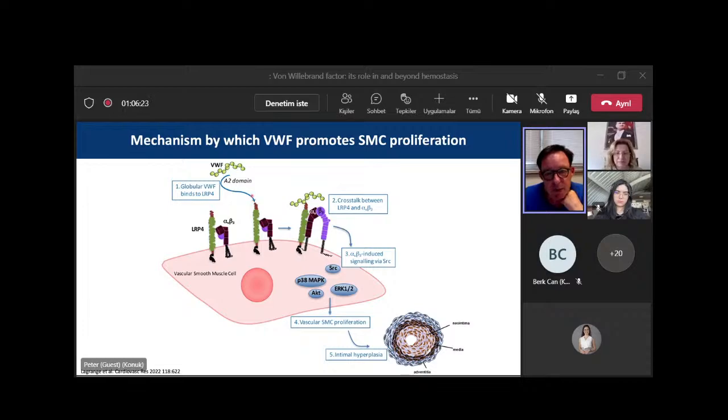When it's binding to LRP4, LRP4 relays its signal to alpha V beta 3. And via alpha V beta 3, a whole signaling cascade is initiated involving SRC1, p38 MAP kinase, AKT, and ERK1/2. That results in the proliferation of the smooth muscle cell, which results in the neo-intima being formed. So I think this is a very nice example of how VWF has another function completely independent of primary hemostasis or factor VIII chaperone function.